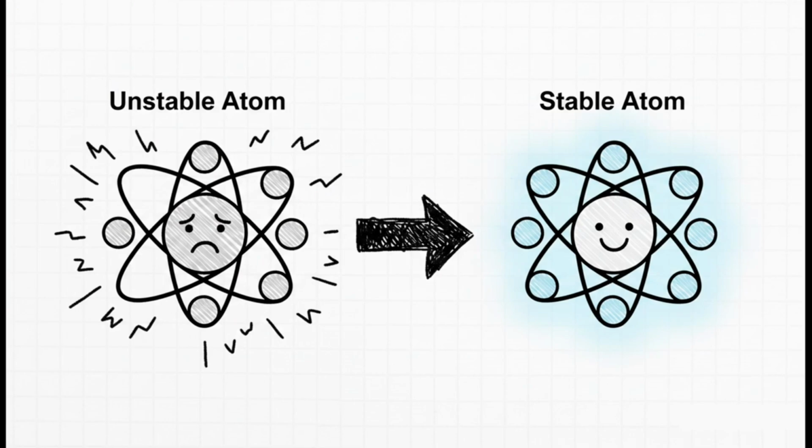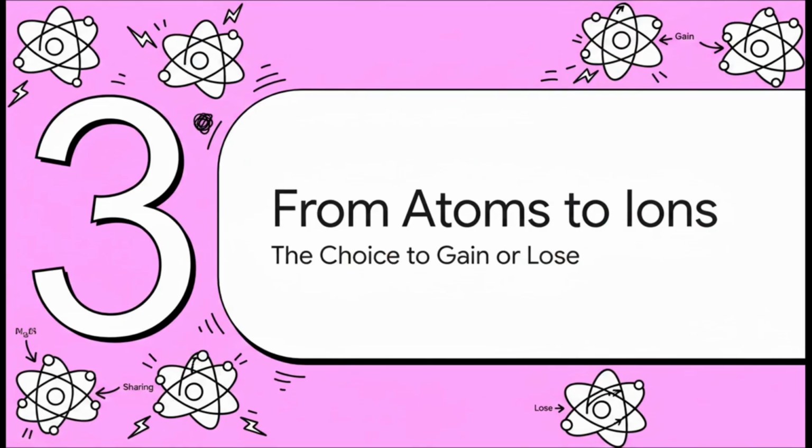So, if you remember one thing, make it this. An atom's #1 goal in life is to get its outermost electron shell completely full. That's when it's most stable, most content. This single motivation, this universal quest for a full shell, drives pretty much all of chemistry. Now, this powerful drive for stability forces atoms to make a big choice. Should I gain, lose, or share electrons?